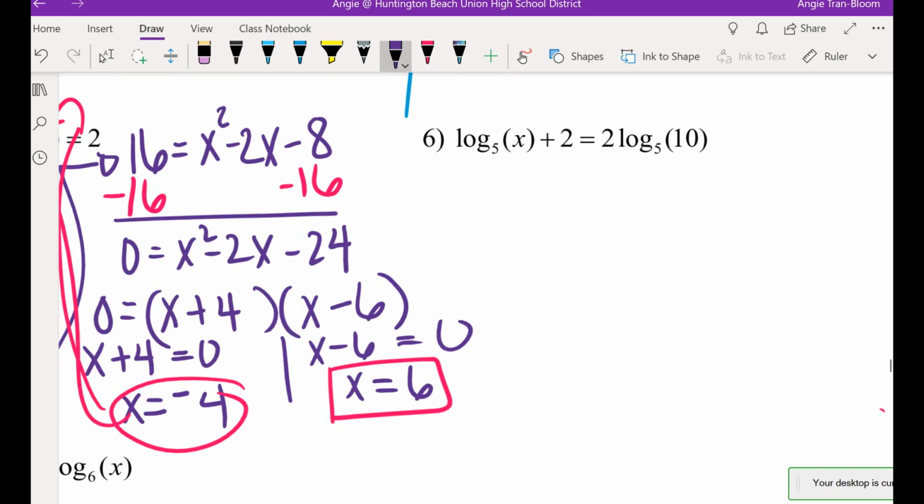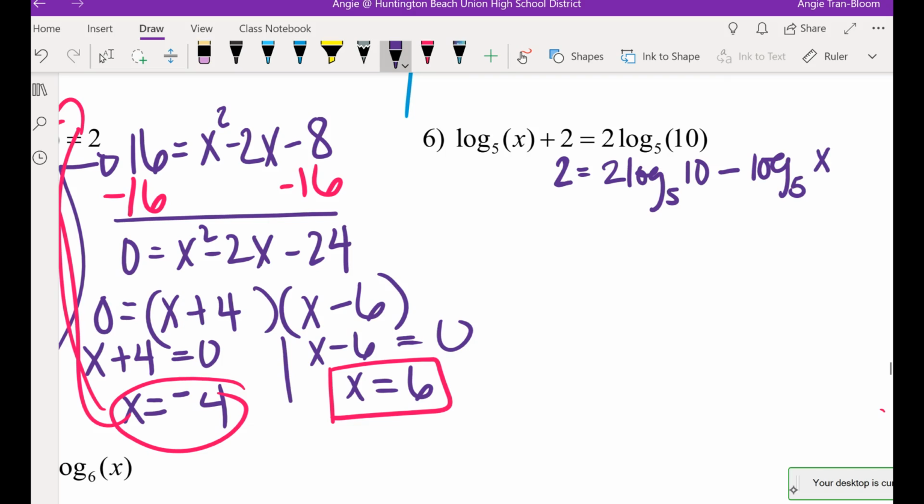All right. Number 6. Do I have logs on everything? No, the 2 does not have a log. Now what? Yes, let's move the log base 5 of x to the other side, right? So 2 equals 2 times log base 5 of 10, minus log base 5 of x.